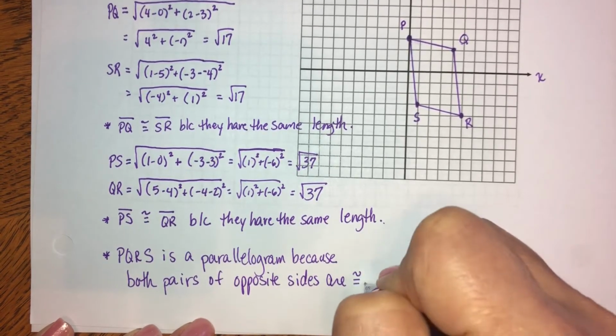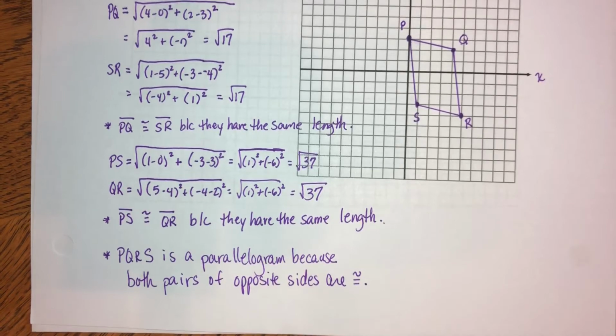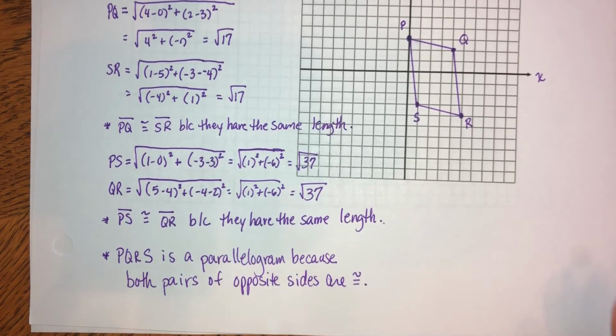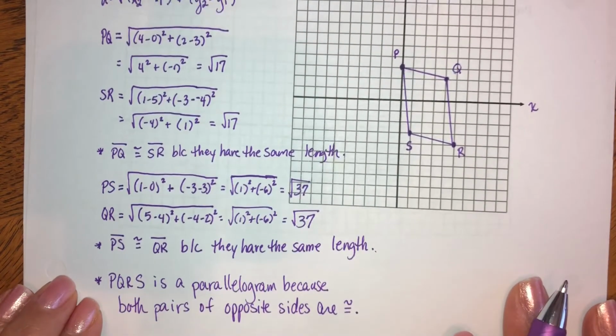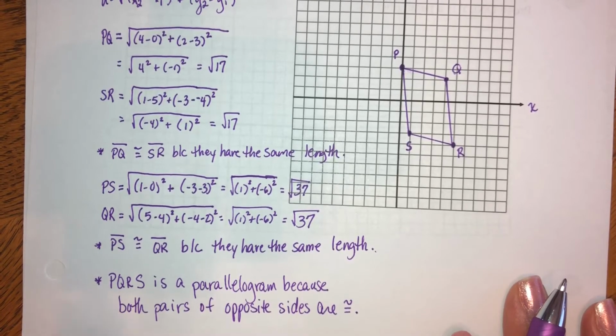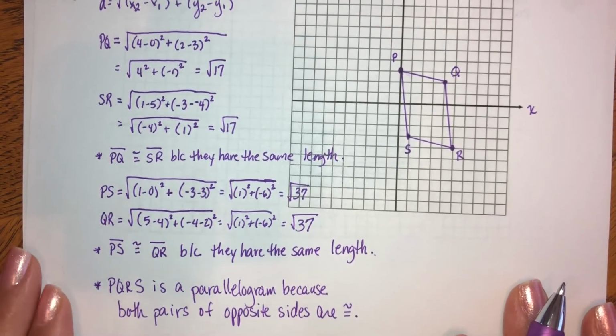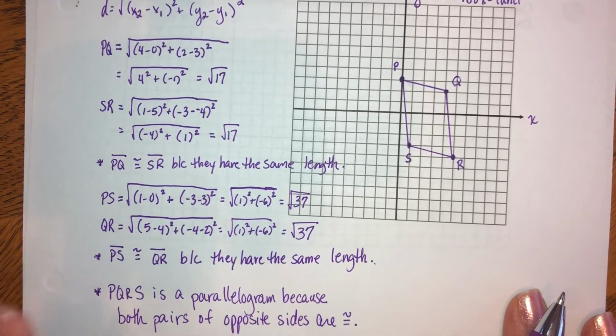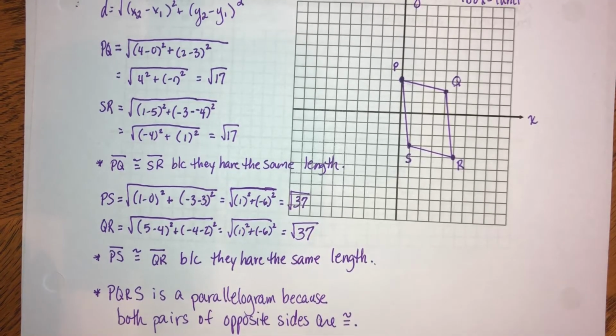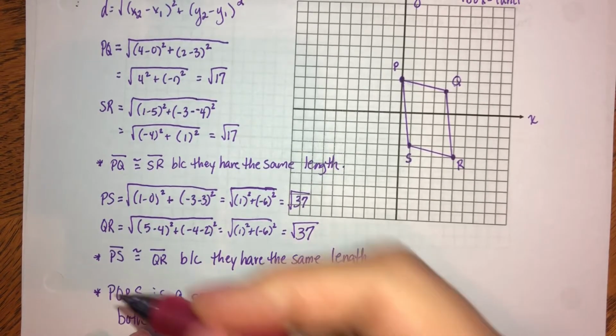So we do the work to show it, and then we wrap it up with a sentence. That is what a coordinate geometry proof looks like. In my personal opinion, this is easier than the proofs that we did earlier this year. It does depend on the person, but I think most of you would probably agree with me on that. Probably the hardest thing for people to get used to is writing these sentences.